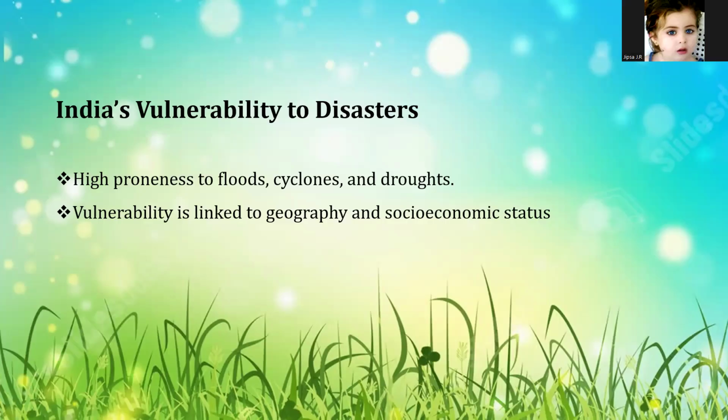The first point in this slide is high proneness to flood, cyclones, and droughts. That means India's unique tectonic and climatic positions make it a global hotspot for several types of disasters. What is flood? Approximately 12% of India's land is prone to flooding. This is driven by the heavy monsoon rains and the vast river systems like the Ganga and Brahmaputra that frequently overflow.